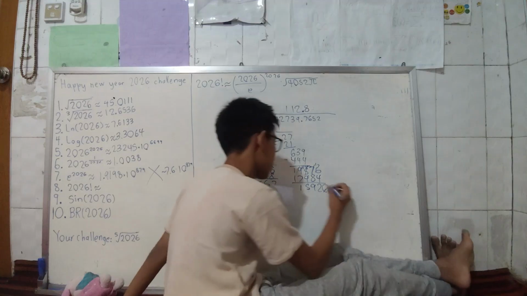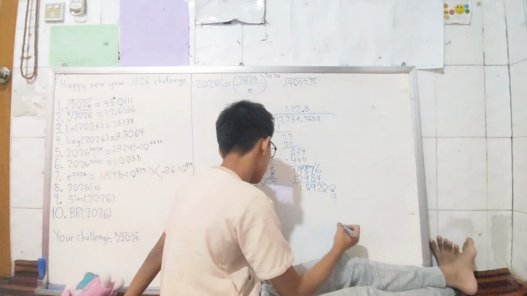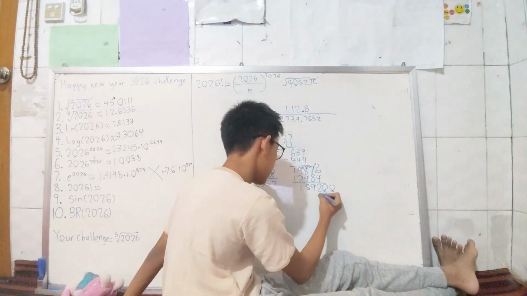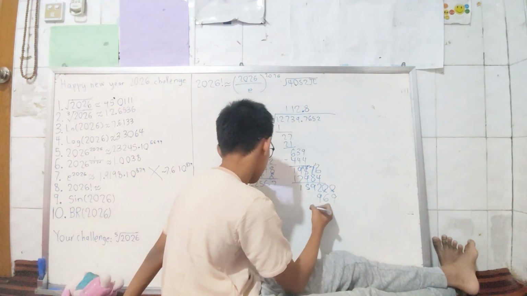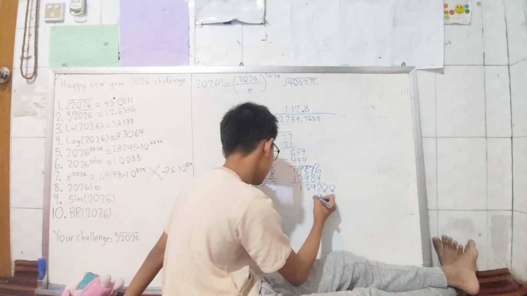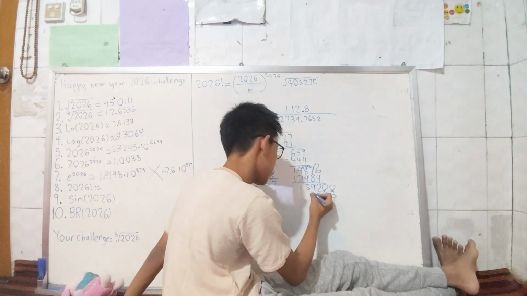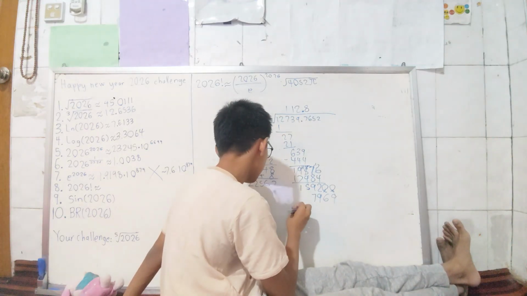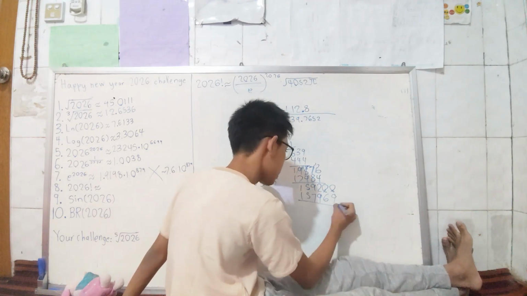So 7 and 7 is 49. 7 and 7 is 42. That's going to be 46. 35, that's going to be 39. 7 is 14. That's going to be 7. 14, so that's going to be 17. 14, that's going to be 15.